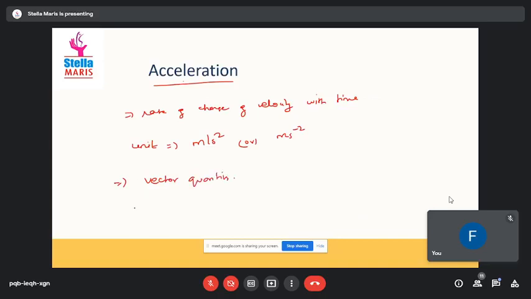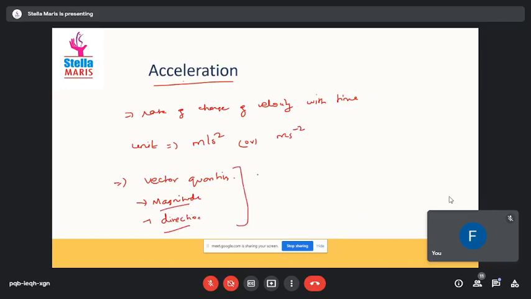It is a vector quantity. What is a vector quantity? Anybody? Quick. It can have magnitude, negative and positive, and direction. Very good. It has magnitude and it is dependent on direction.